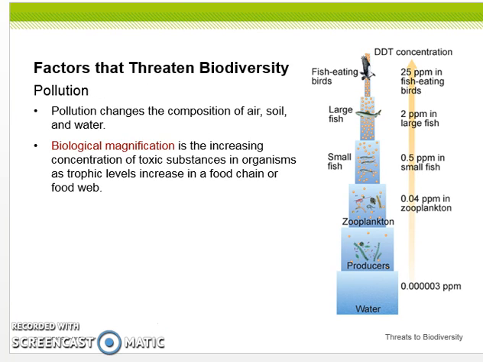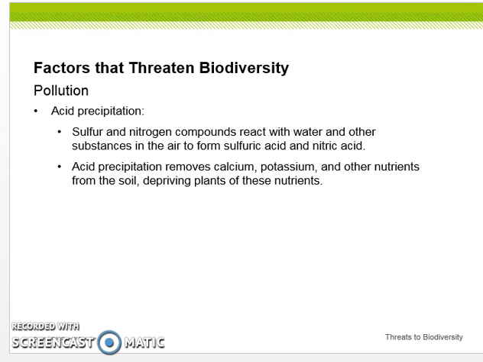Pollution changes the composition of air, soil, and water. Biological magnification is the increasing concentration of toxic substances in organisms as trophic levels increase in a food chain or food web. Acid precipitation: sulfur and nitrogen compounds react with water and other substances in the air to form sulfuric acid and nitric acid. Acid precipitation removes calcium, potassium, and other nutrients from the soil, depriving plants of these nutrients, therefore depriving you and me of the nutrients as well.